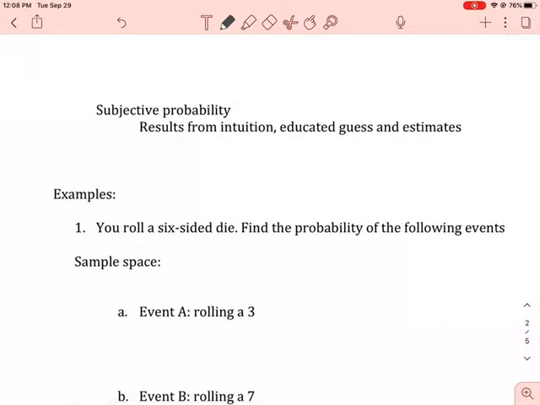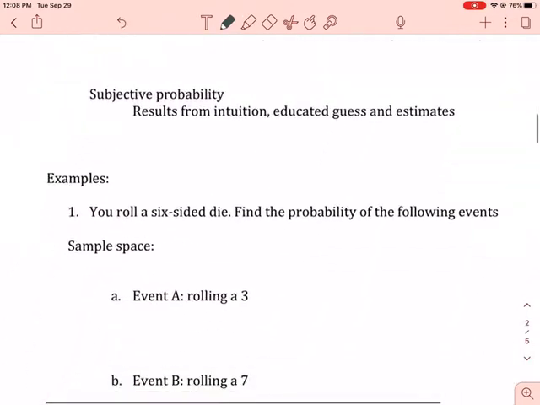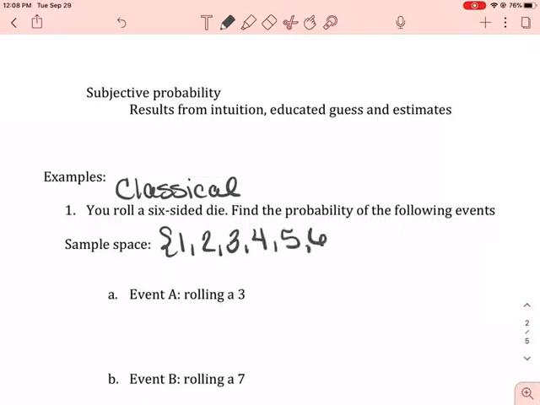All right, so let's take a look at some problems involving both theoretical and experimental. So the first one, let's call this our theoretical or classical, right? Classical. I always get those mixed up. So this is a classical probability. Okay, how do I know? Because I'm going to roll a 6-sided die and I'm going to write a sample space. So when you write a sample space, that's theoretical. That's the classical or theoretical. So I'm writing 1, 2, 3, 4, 5, and 6.